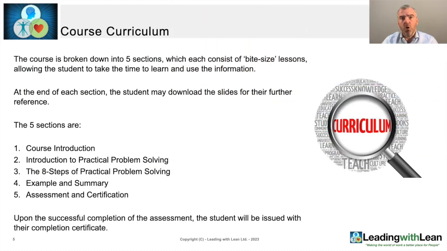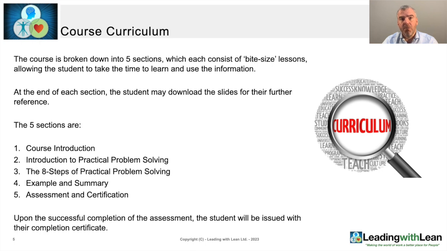So if we have a look at the course curriculum, we can see what we're going to cover during this course. And it's broken down into 5 sections. Each are in bite-sized lessons, allowing you to take the time to learn and use the information. At the end of each section, you'll be able to download the slides, and I encourage you to do that for your further reference. And the 5 sections are the course introduction, the introduction to practical problem solving, the 8 steps of practical problem solving, the example and summary.